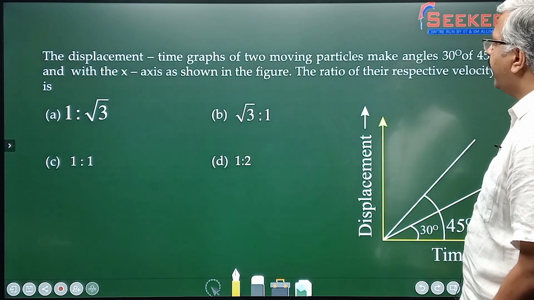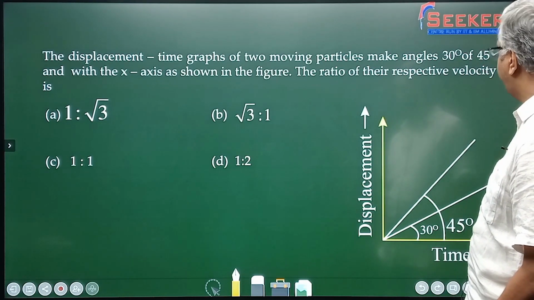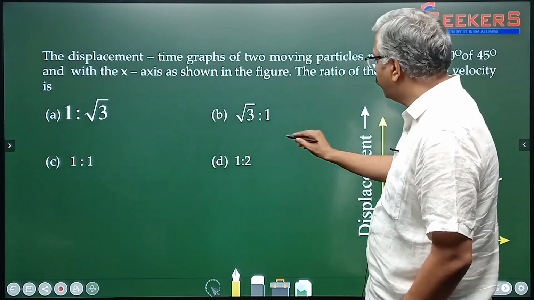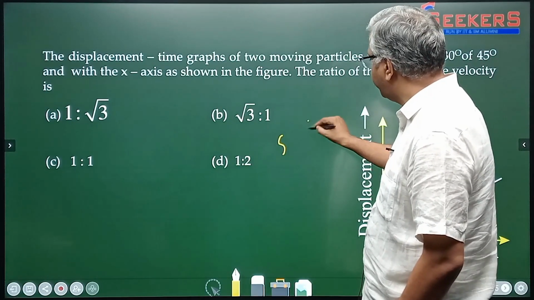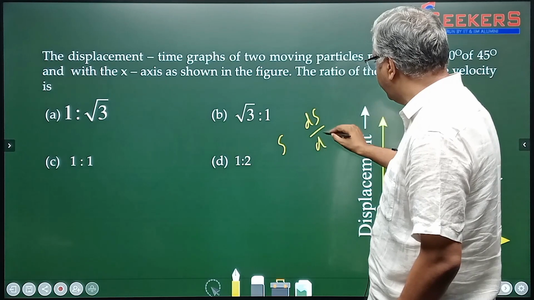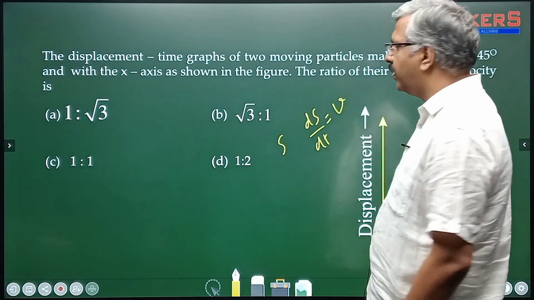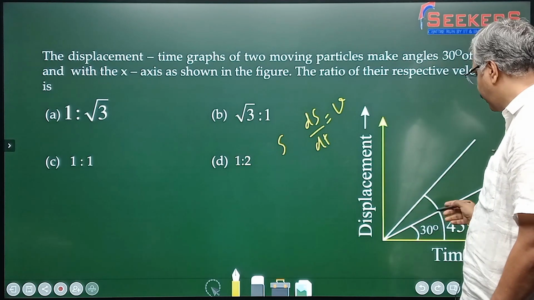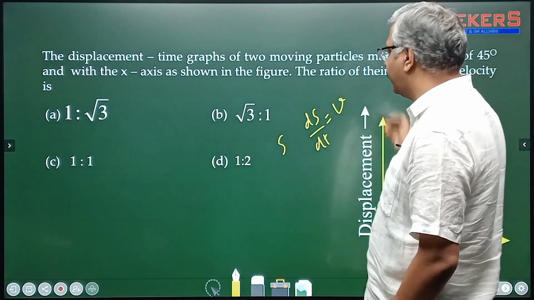So the displacement time graph of two moving particles is given. One is 30 degrees, one is 40 degrees. So here you have to understand that the slope of displacement time graph is ds by dt. So ds by dt is nothing but velocity. So what are they asking? They are asking the ratio of the respective velocities. So ds by dt is nothing but tan theta.